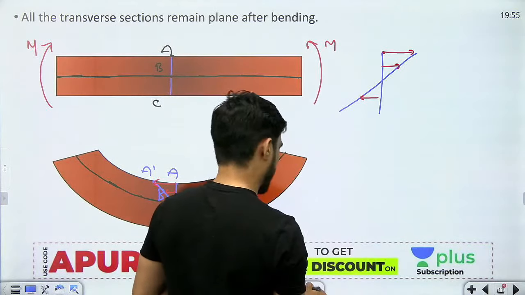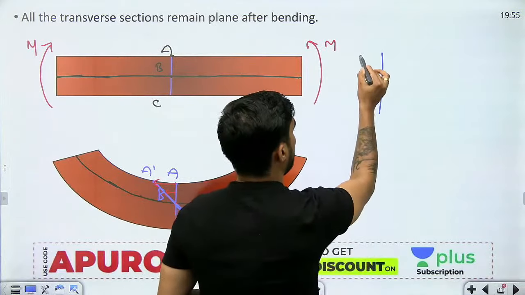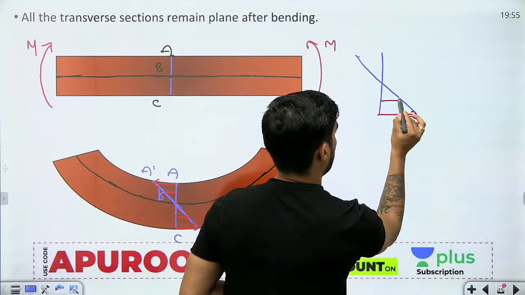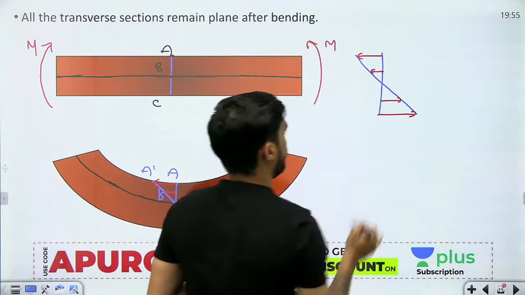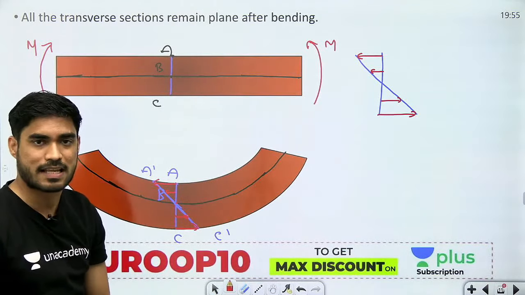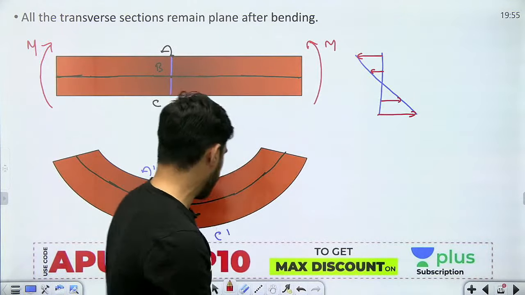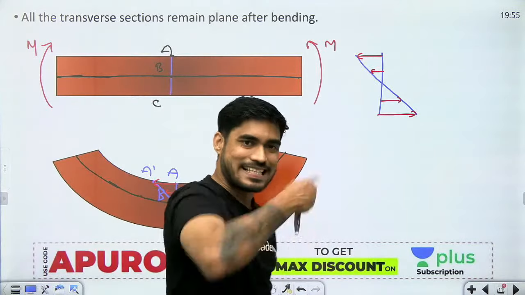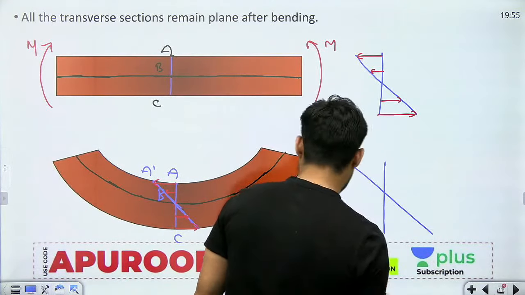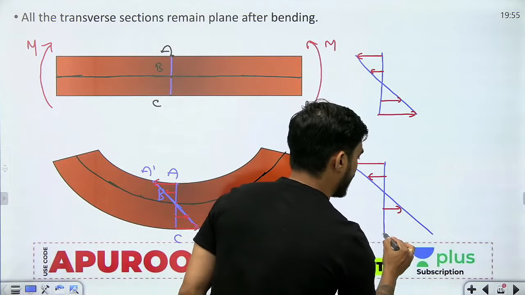एक सेकेंड उल्टा बना दिया मैंने. अपने assumption के हिसाब से it is happening like this. So beta, this is the variation of strain. So beta, according to this assumption, transverse section remain plane after bending. According to this assumption, the strain varies linearly, and if the strain varies linearly, then according to Hooke's law, stress is directly proportional to strain. So the stress will also vary linearly. So beta, here according to this, the variation of stress will also be linear.